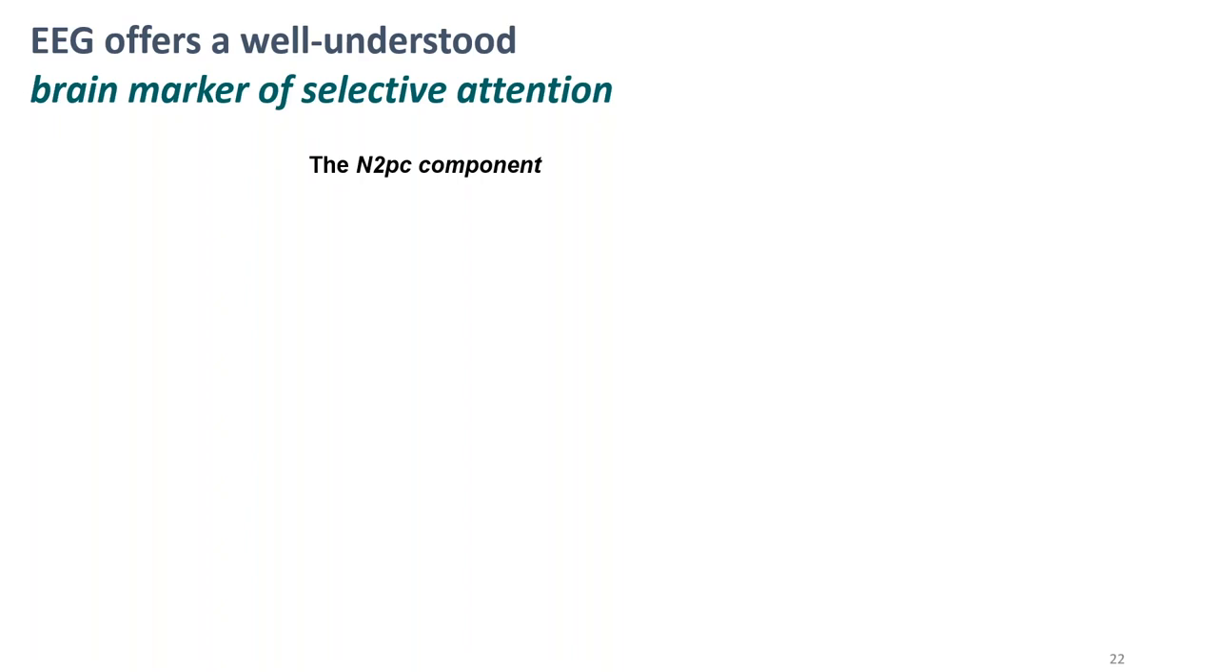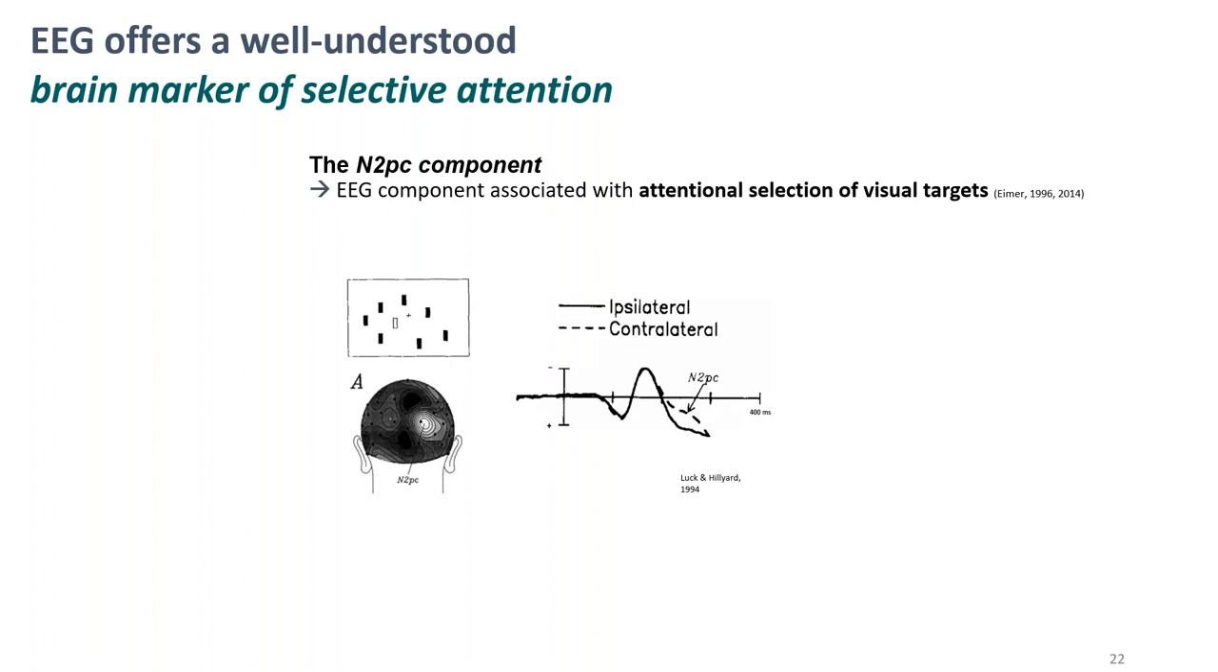For selective attention, this marker is the so-called N2PC component. Imagine yourself seeing this screen, an array of stimuli. If we show that to participants and tell them to pay attention to this white rectangle, then around 200 milliseconds after the presentation of this array, there will be a more negative response over the posterior hemiscalp on the side opposite to the target than on the same side as the stimulus. We believe this represents a brain response related to attentional selection of visual target objects.